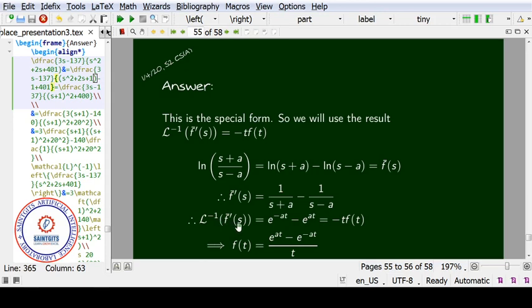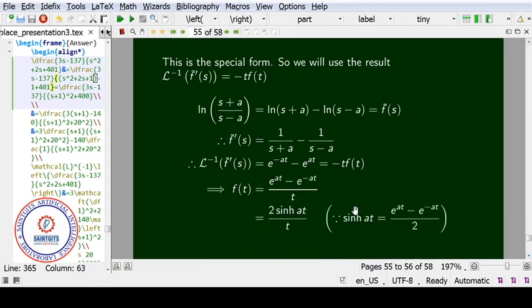Therefore L inverse of f bar dash of s, apply L inverse on the left side. We do the same on the right side. L inverse of 1 by s plus a is e raised to minus at. Put this minus. L inverse of 1 by s minus a is e raised to at. But as per this result, this expression equals minus t into f of t. We need f of t. So we have to divide the left side by minus t. To divide by minus t, we multiply the numerator by negative. So this minus becomes positive, this plus becomes minus. So f of t is equal to e raised to at minus e raised to minus at, by t. So the Laplace transform of this log function becomes a division by t expression.